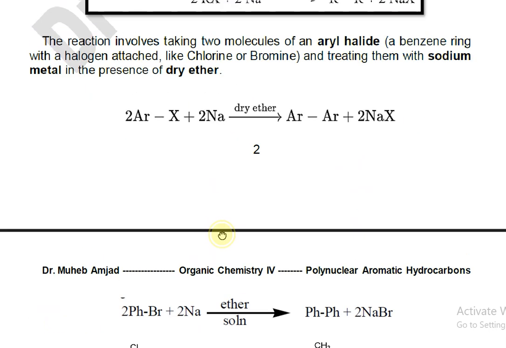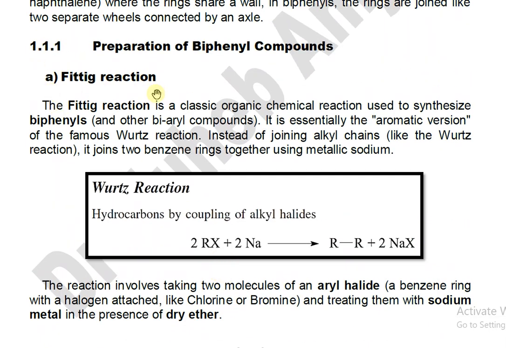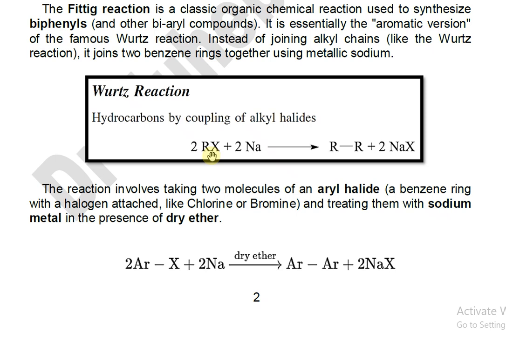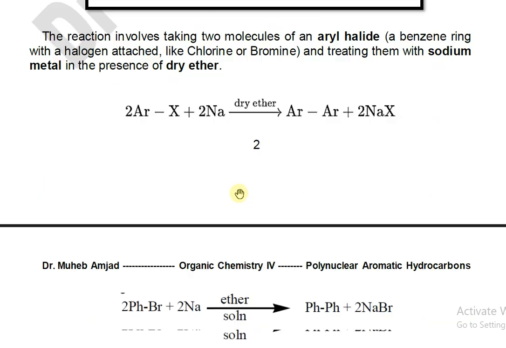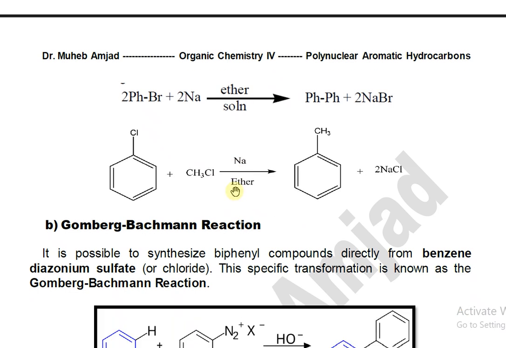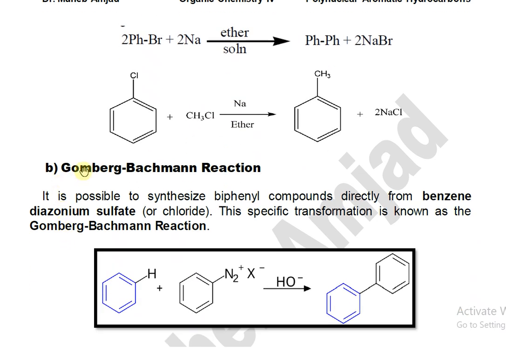This is about the Fittig reaction. All this is about the Fittig reaction. An easy, simple reaction, very useful for synthesis of this type of compound. The second reaction to prepare this type of compound is the Gomberg-Bachmann reaction.